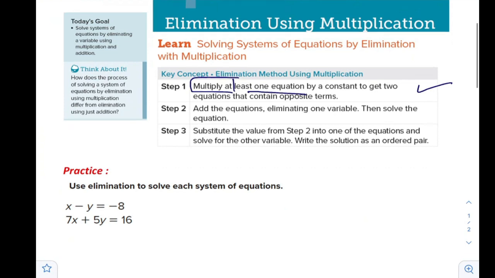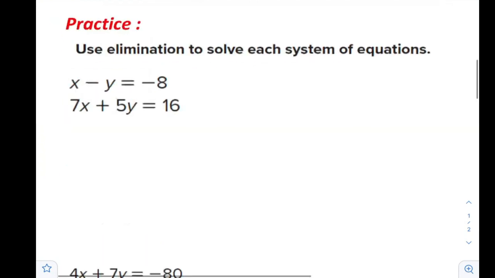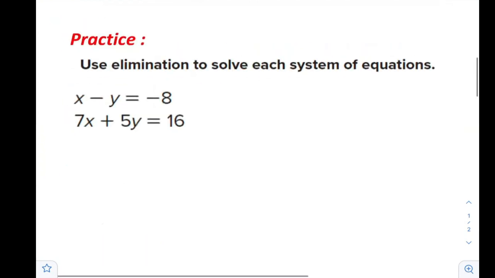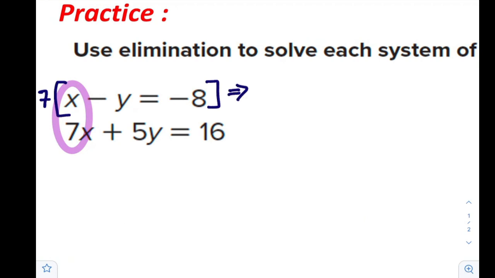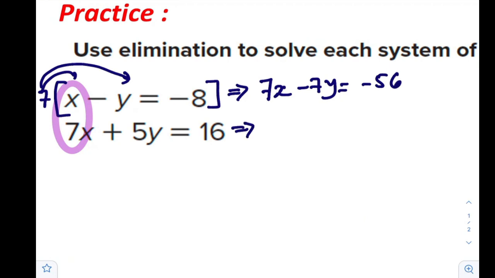Let's see this one. Use elimination to solve each system of equations. In this question, none of the variables is the same as or opposite to the other. We have two approaches or even more, but the easy ones are two. If you decide to eliminate the x, you can multiply the first equation by 7 to have 7x up and 7x down, and we can eliminate by subtraction. Let's see what happens. So we have 7x, distributing, minus 7y equals negative 56. The other one will stay the same.